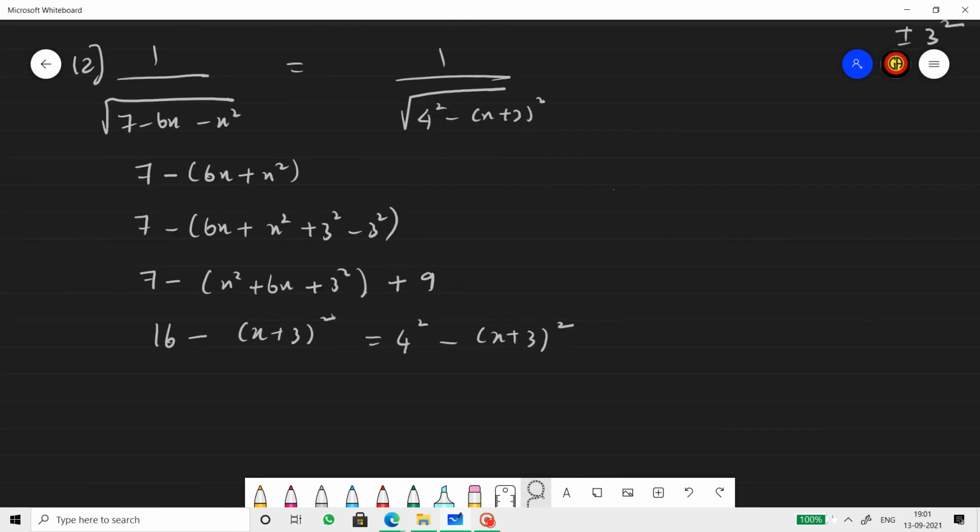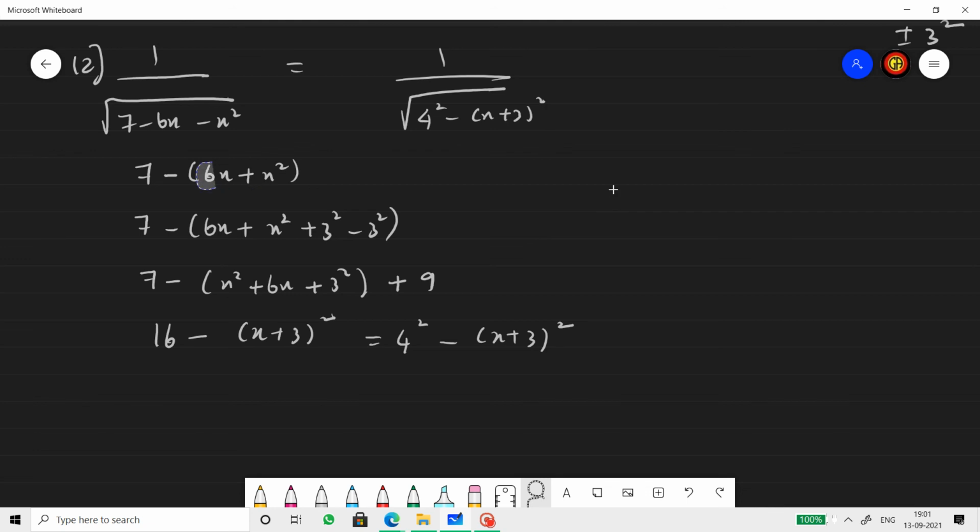Question number 12. 1 by root over 7 minus 6x minus x square. Now here the x square and x terms are negative. So there is no coefficient other than minus 1 here. But it's negative, so preferably take the minus out right in the beginning itself. So I took the minus out, so it's plus 6x and plus x square.